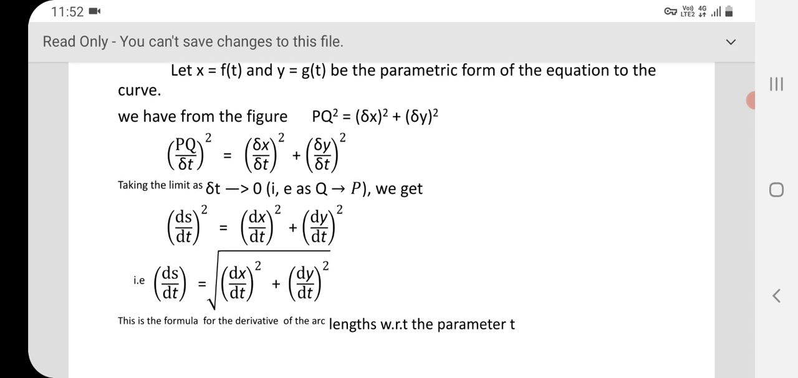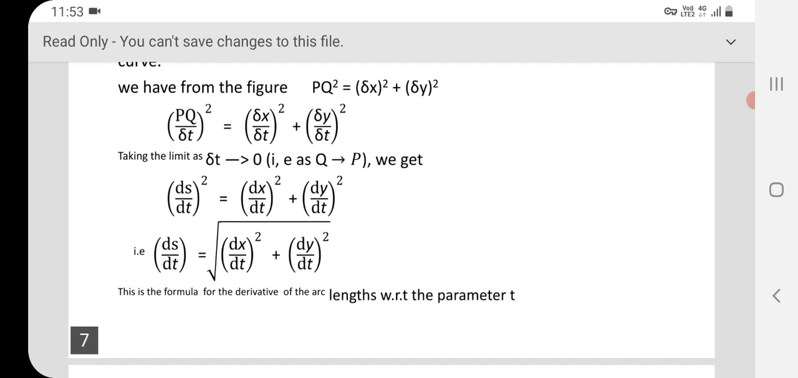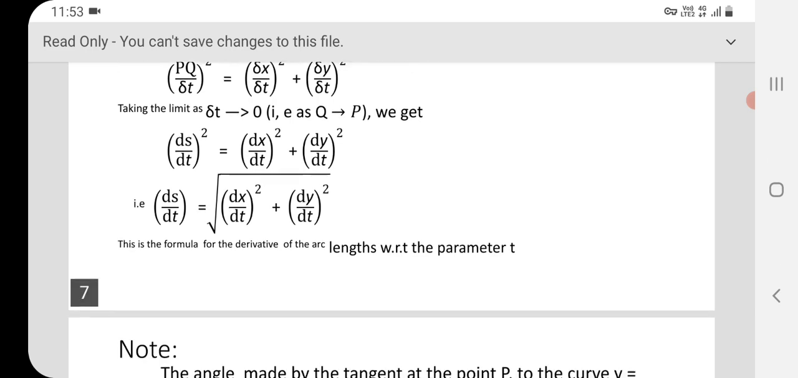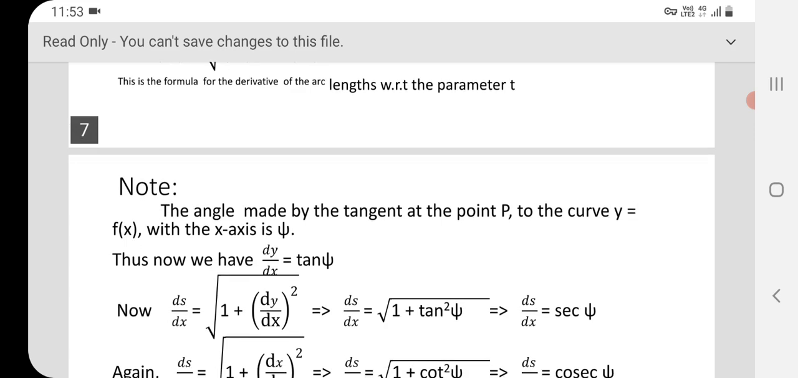Otherwise, ds by dt equals root of (dx by dt) whole square plus (dy by dt) whole square. This is a formula for the derivative of arc length with respect to parameter t.